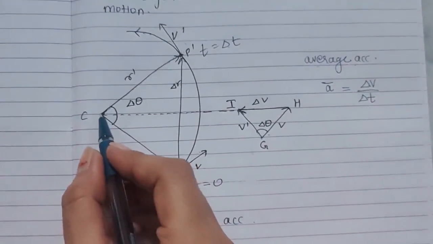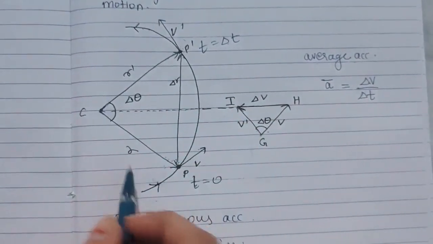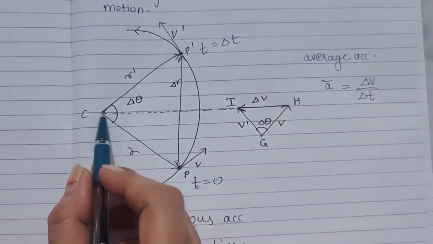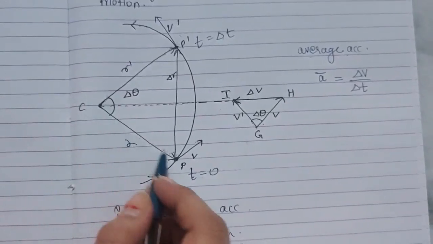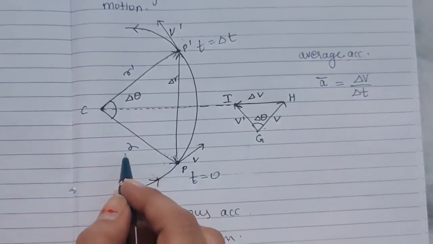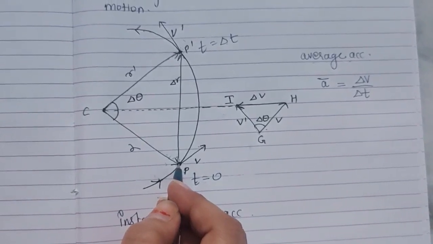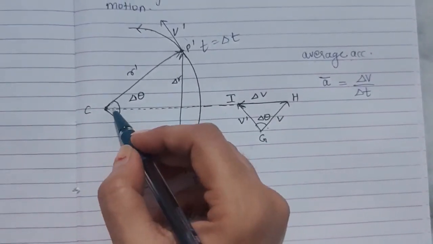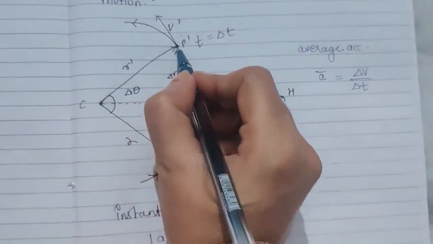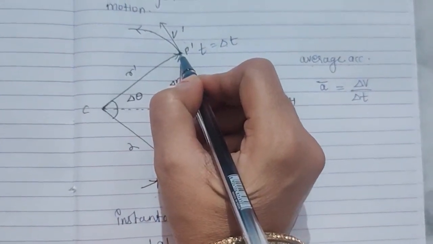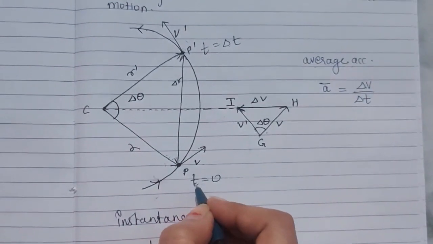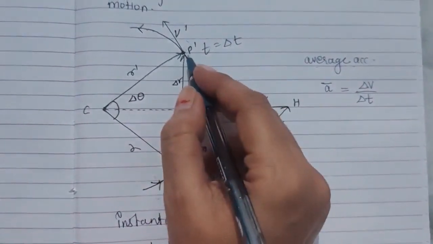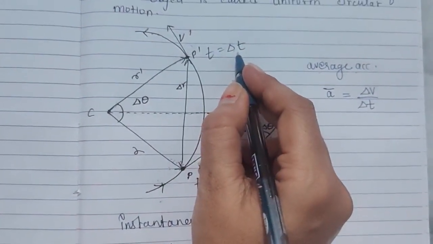C being the center of this circular path, we can draw the position vector when the particle is at P. We can draw the position vector R corresponding to the position P, and the position vector R dash corresponding to the position P dash. Let us consider at P time is equal to 0. At P dash time is delta t.